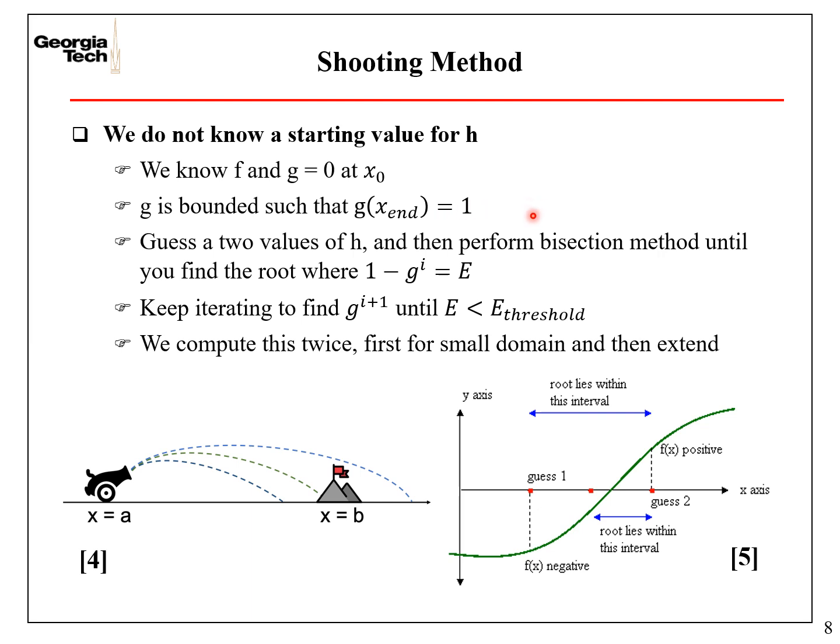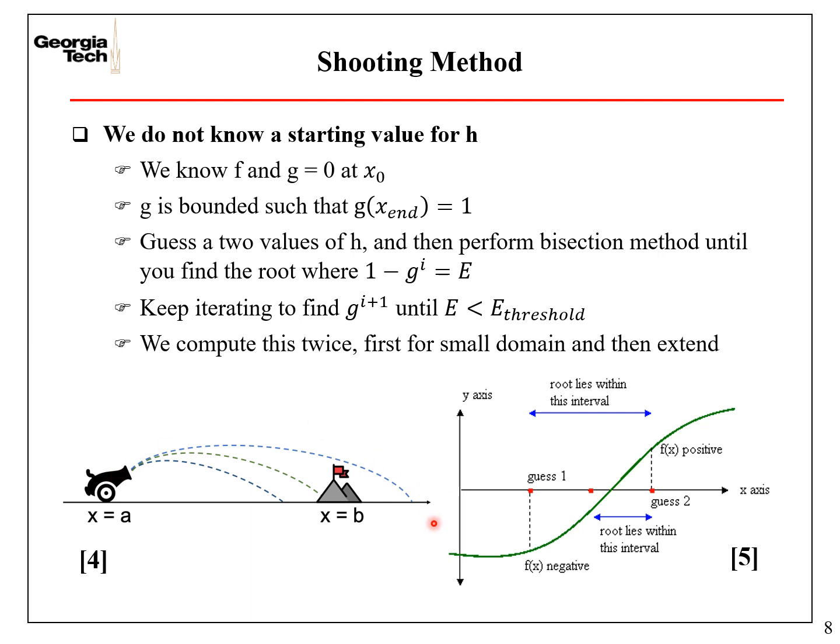So while we don't know h, we can guess values of h that satisfy this condition, that g at the end is equal to 1. That's our boundary condition, so to say. So the way the shooting method works is first we employ two guesses.